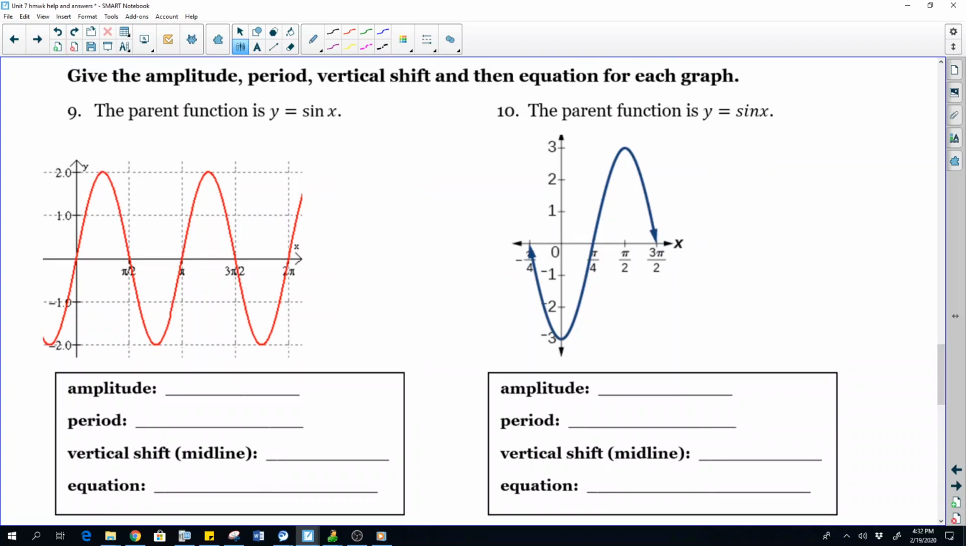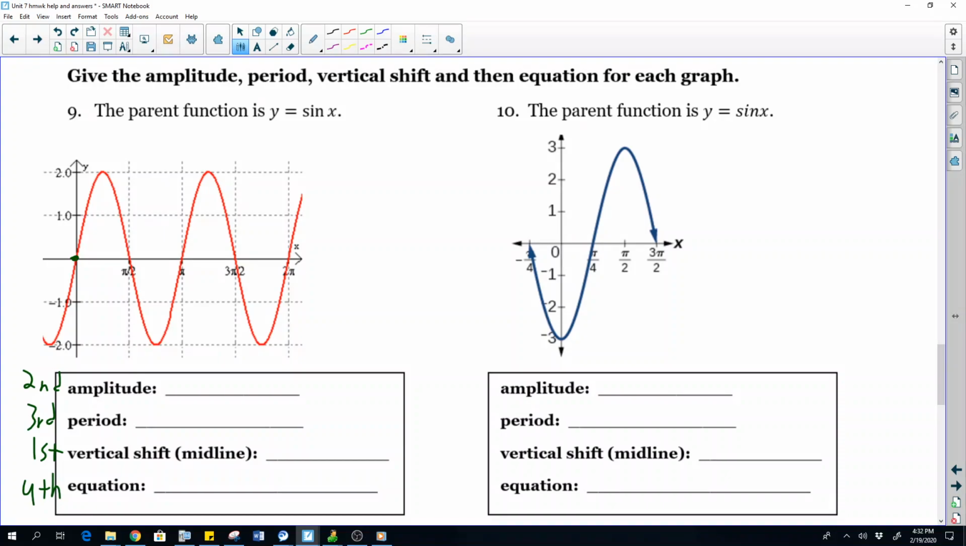Okay, so the next section of our practice test is going to be the amplitude, period, vertical shift, and then coming up with the equation. The easiest way to do this is to always start off at 0 and see where the midline is. Midline is where I would start first, then the amplitude second, then the period third, because that's usually not too bad to see, and fourth, the equation. That's kind of how I roll. I think you should roll that way too.